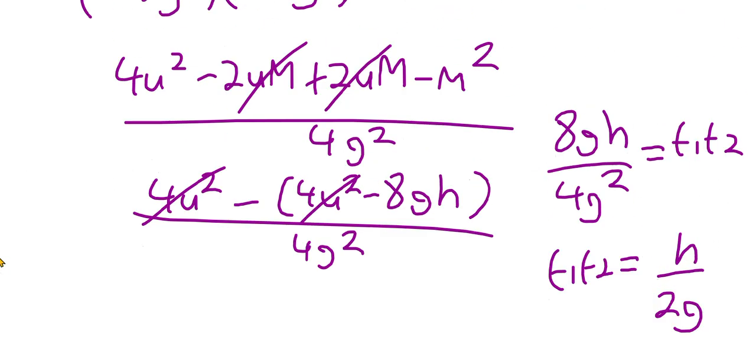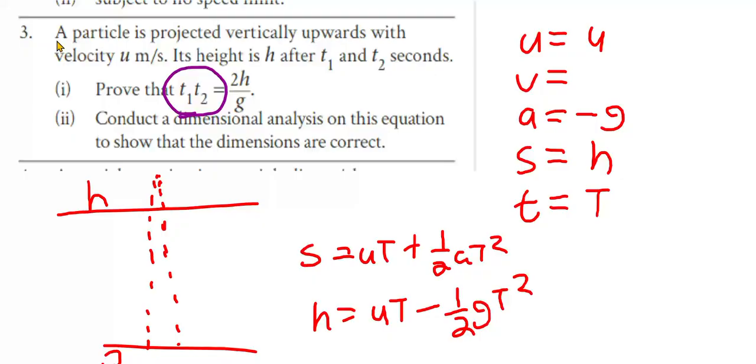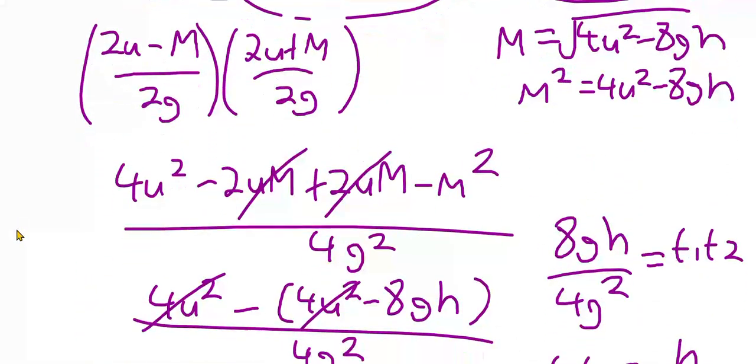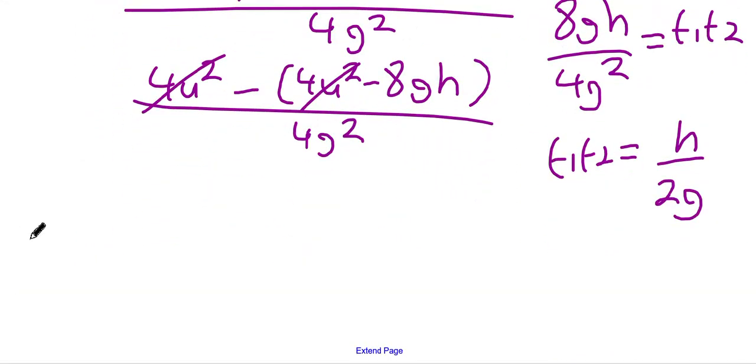Now, I think it wants a dimensional analysis on the results. A dimensional analysis, let me explain what dimensional analysis is. 2h over g. Ah, thank you. Sorry, I was thinking about the next question. Sometimes I do that. Always at the very end as well. Everybody cool with that? Now, here's what's going to happen.